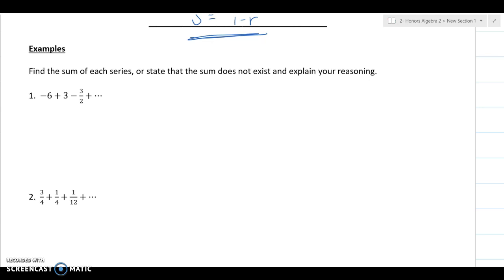So basically, we're going to decide, geometric or not, what's the ratio, is it converging. If it is, we're going to find that infinite sum. And if it's not, we're going to explain that we can't find an infinite sum, but that we can find a partial sum. Okay, so if you want to, take a second, pause the video, try these on your own, and then come back and compare.